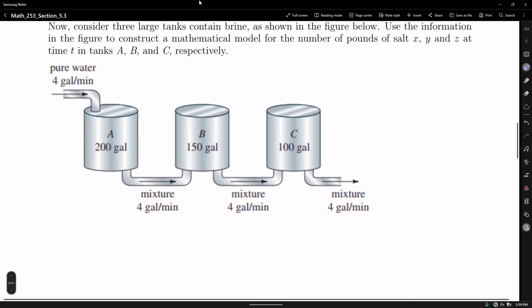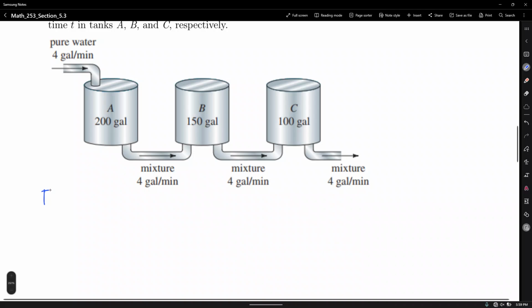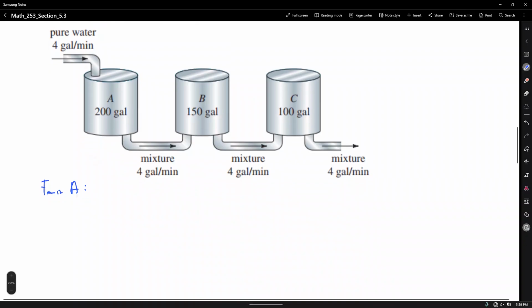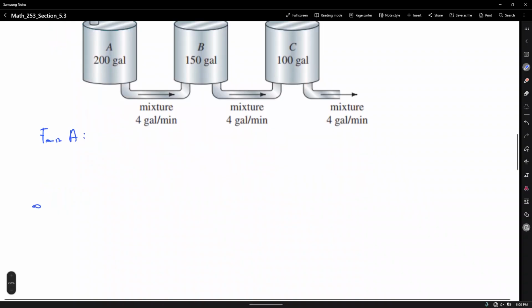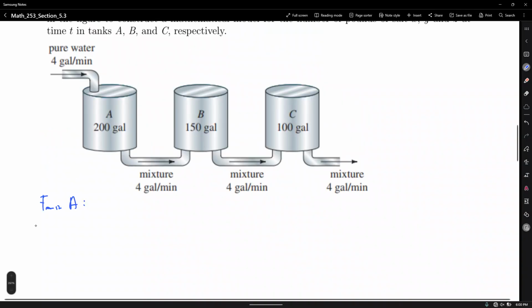Again, for A, this looks a lot like conservation of energy, like in physics. But in this case, we're not talking about energy, but actually amounts going in and out of a system. So for A, what do we do? Let's call this dx/dt.